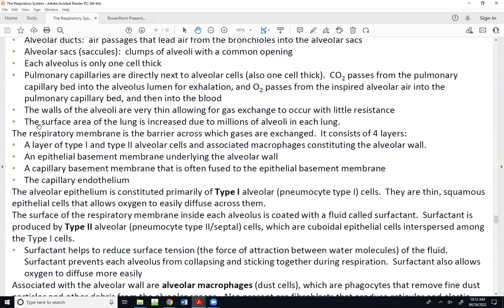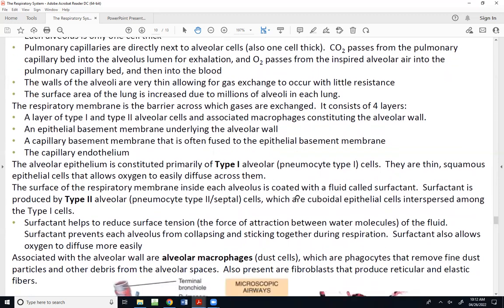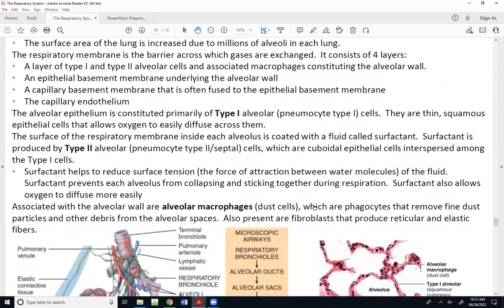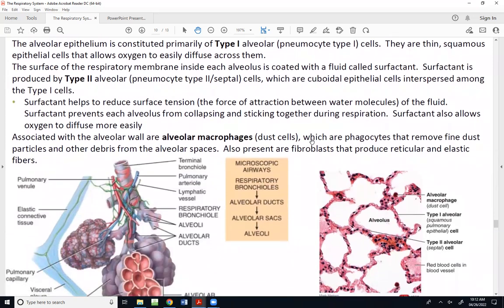Okay. Now, aside from the small respiratory membrane and the small walls, which allow gas exchange to occur very easily, the fact that we've got millions of alveoli in each lung increases surface area, which therefore increases our ability to perform gas exchange. Okay, so that's fantastic. A normal healthy lung really is good at allowing oxygen to enter the blood and CO2 to leave the blood. Okay. Now, another name for those type 1 alveolar cells is pneumocyte type 1 cells. That's kind of a new term, I guess. I usually just call them type 1 cells, but make sure you know them both ways.